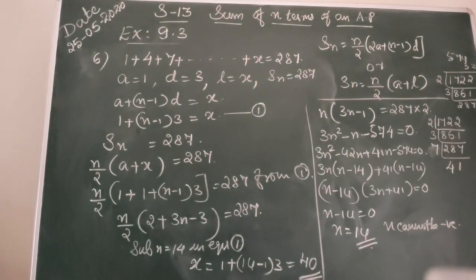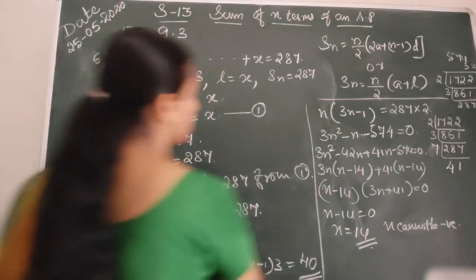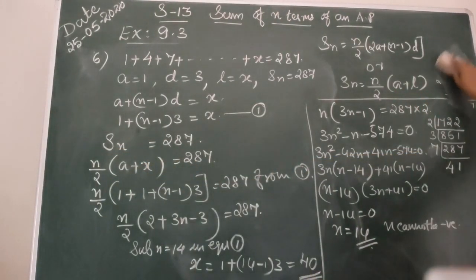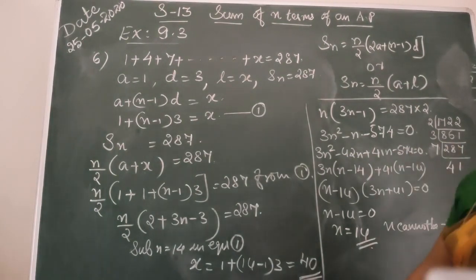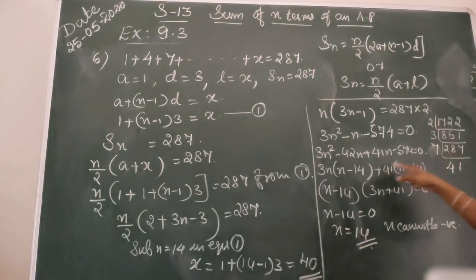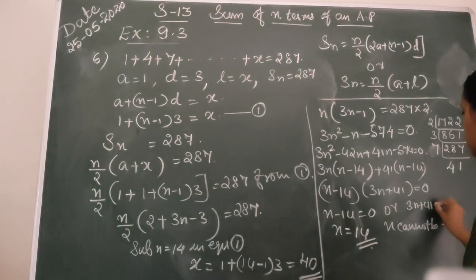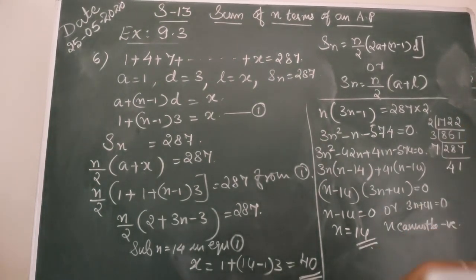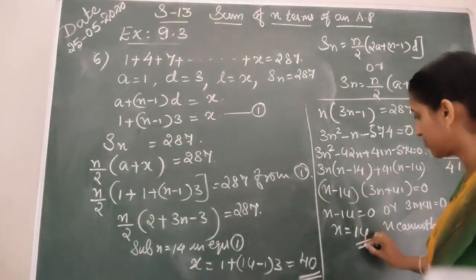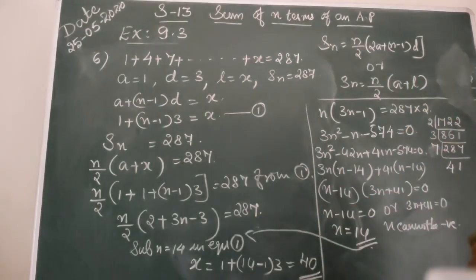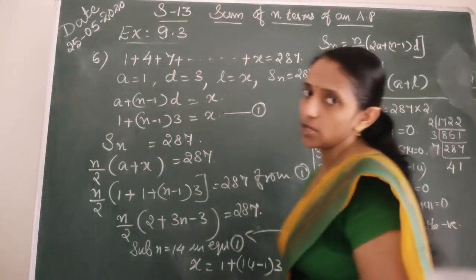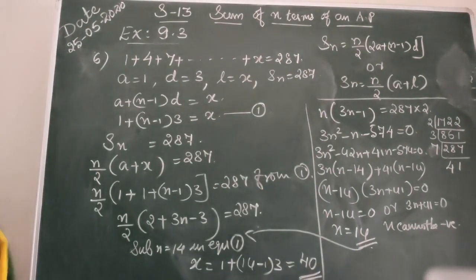Now you can see the factorization there, no? This is our factorization for finding the two numbers 41 and 42. And from these we are getting the numbers 42 and 41, right? Then if you are equating 3n plus 41 equal to 0, you can write n cannot be negative, therefore n we are taking as 14. Then you write down here, substituting n equal to 14 in equation 1, you are getting the value of x as 40.